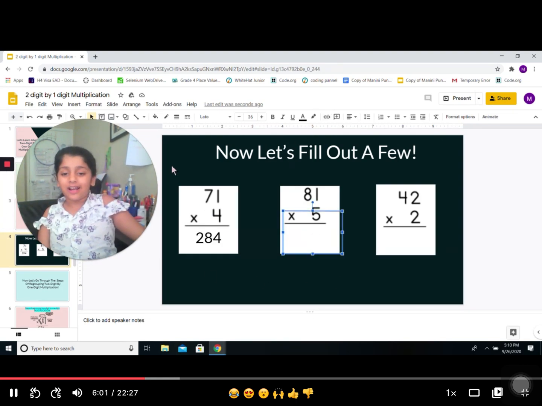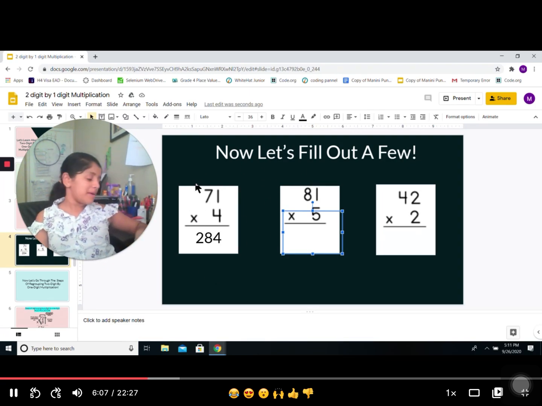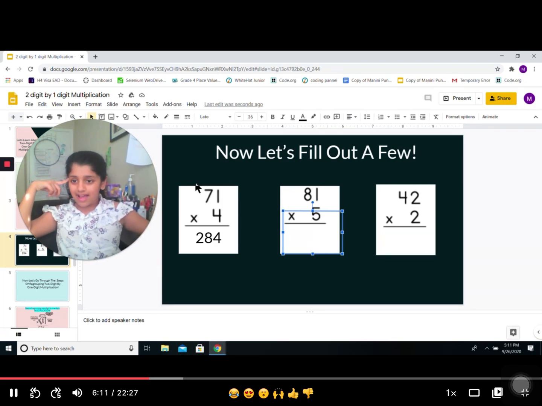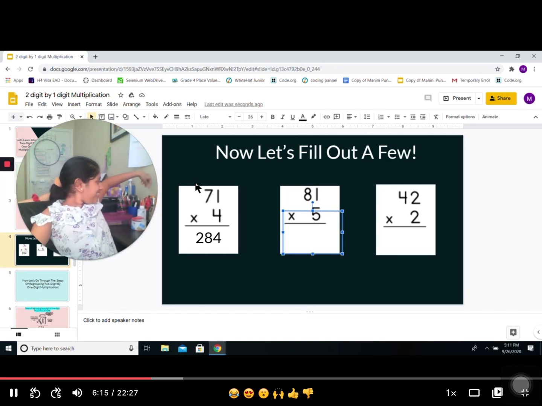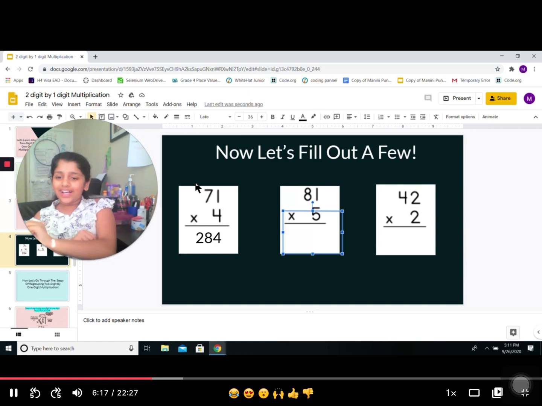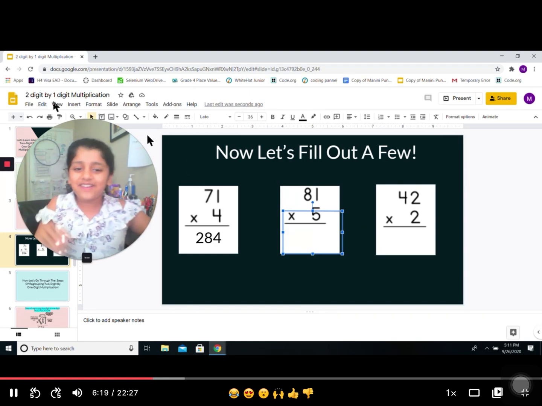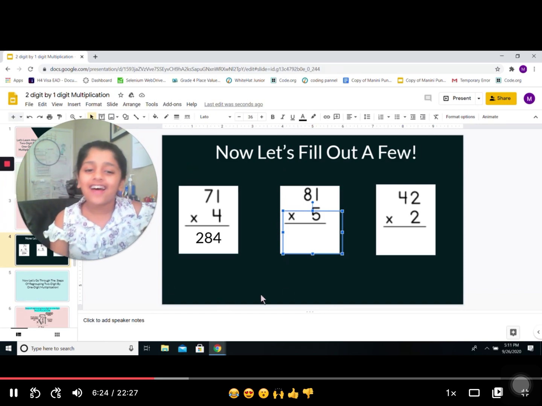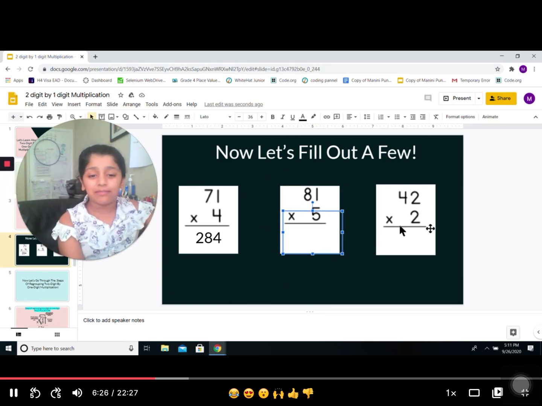So guys, I have filled it out. So you can see that our 71 times 4 is 284. And make sure you guys have jotted that down on your piece of paper. I'm gonna jot it down too, because I wanna make sure I have it in my mind. So 71 times 4, she's going to be taking my notes and I'll be taking her notes. Okay, so 71 times 4 is 284.